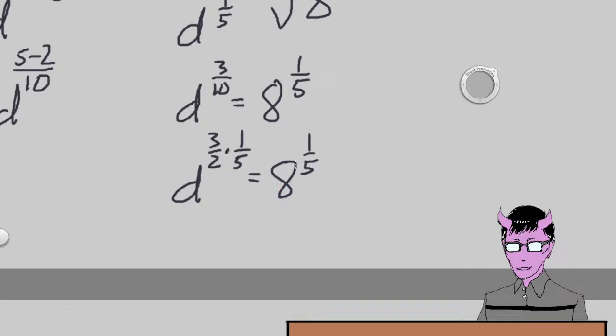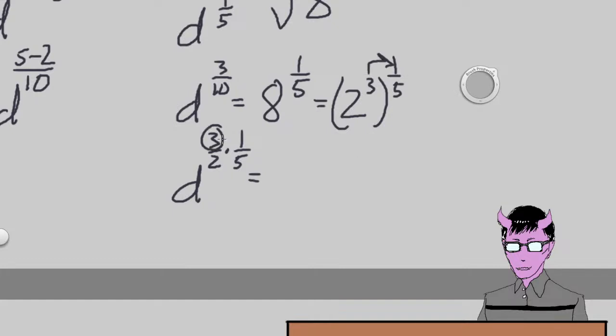Okay, there we go. In fact, we could probably mess around with the 8 as well. So 8, that's just going to be 2 to the power of 3, right? So we can take that 3 and multiply it to the 1. I should have left this right here. That's okay. That's fine. So we have 2 to the power of 3/5. And here we can do a little bit of rearrangement.